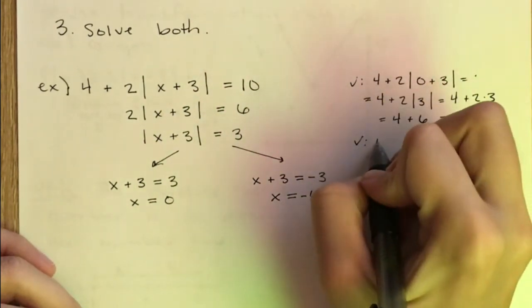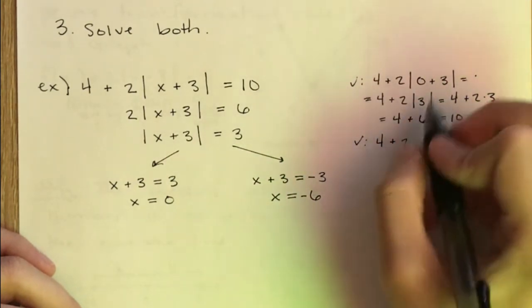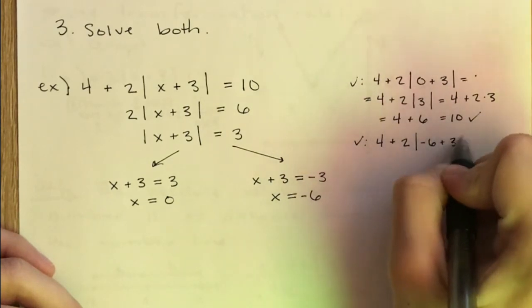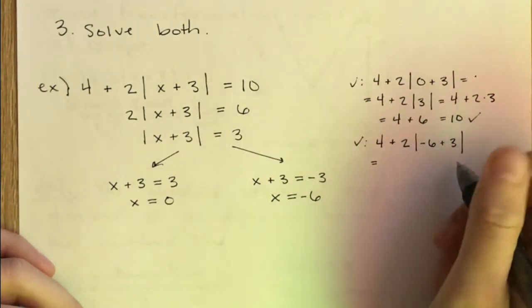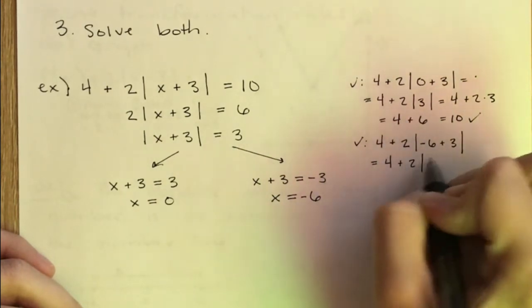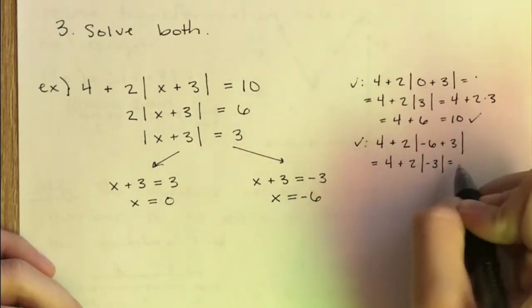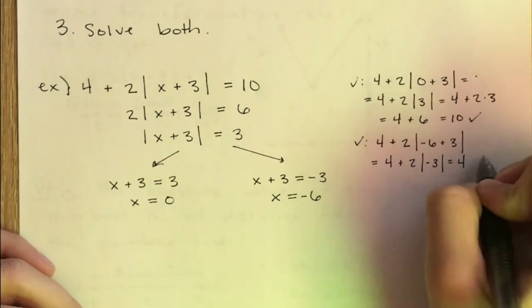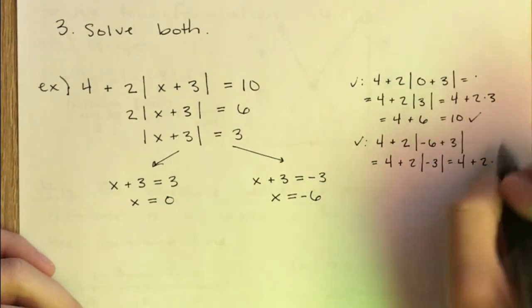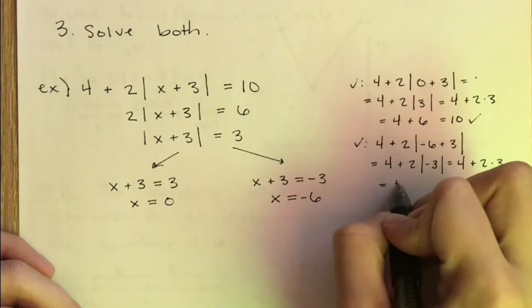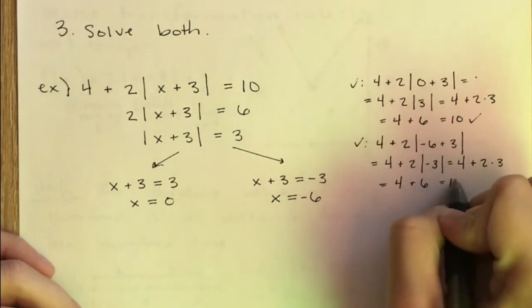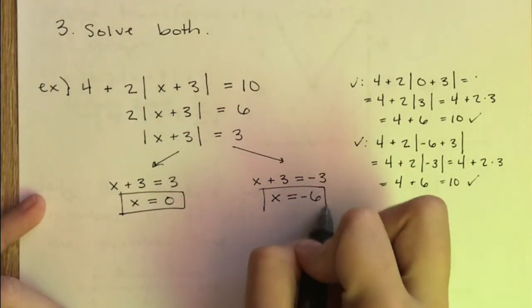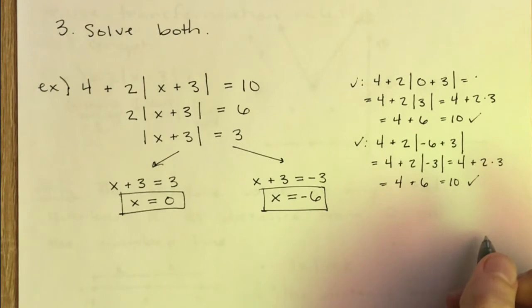We can check -6 as well. We have 4 plus 2 times the absolute value of -6 plus 3. This equals 4 plus 2 times the absolute value of -3. The absolute value of -3 is just 3. So we have 4 plus 2 times 3, which again gives us 4 plus 6, which is 10. So this checks out. So both of these are solutions. Okay, let's look at another one.